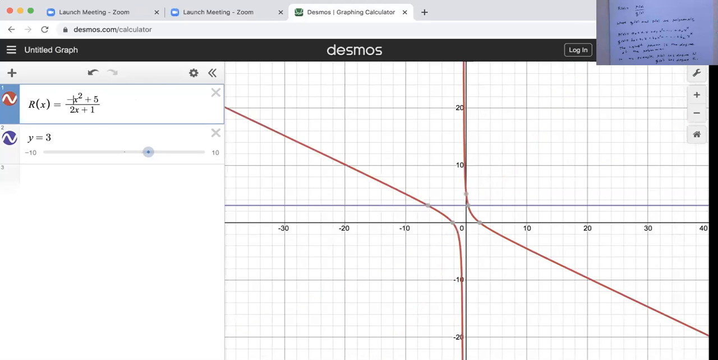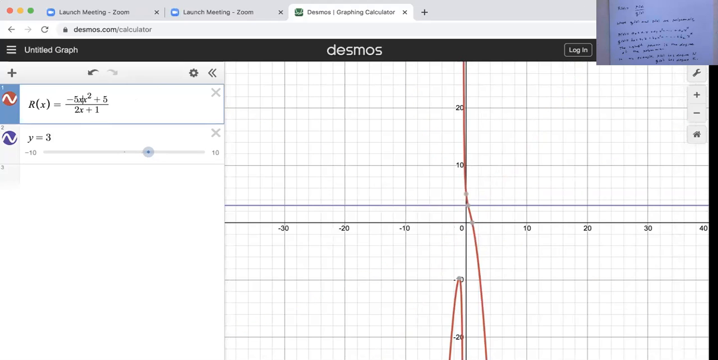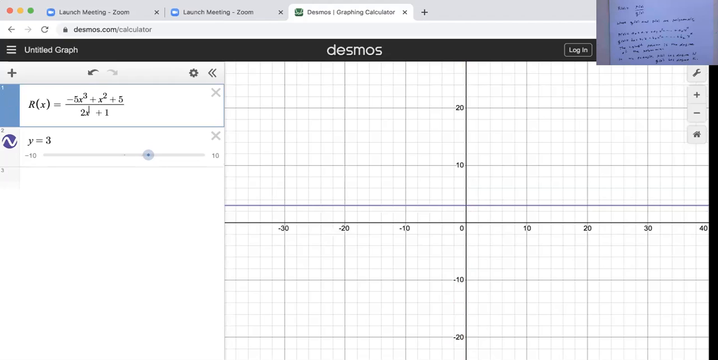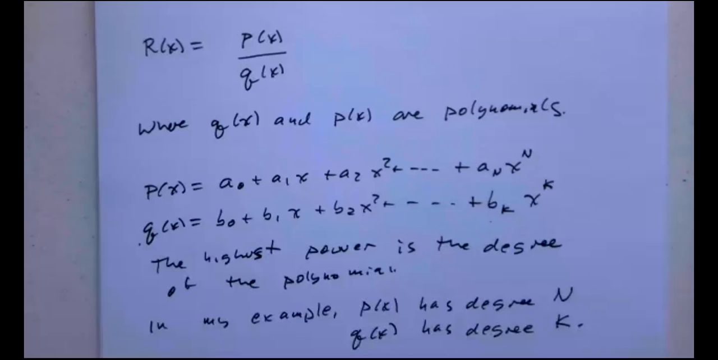Changing the numbers, negative 5x cubed plus x squared. Now it's 2 more, no longer a slant asymptote. But if I can make it 1 more, so now the degree of the top is 3, the degree of the bottom is 2, you'll notice I have another slant asymptote coming in there. It looks like a line, an oblique line, as I head away from the origin. Okay.